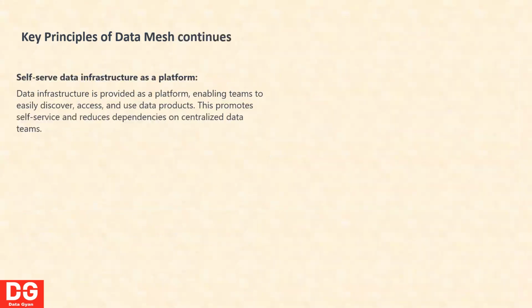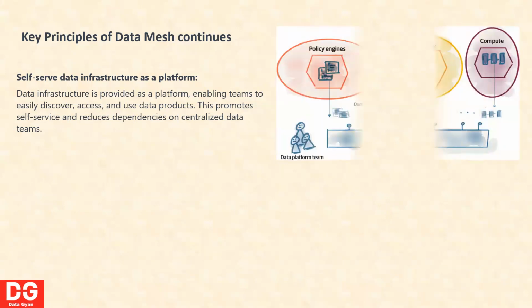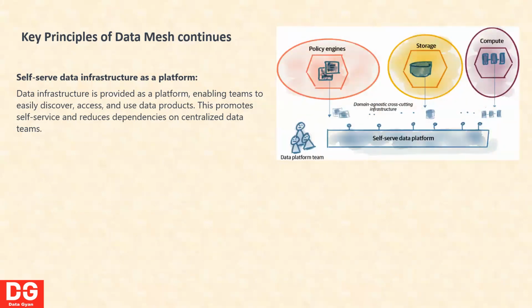Okay. Moving to the next principle, which is self-serve data infrastructure as a platform. So data infrastructure is provided as a platform, enabling teams to easily discover, access, and use data products. This promotes self-service and reduces dependencies on centralized data teams. So this is the self-serve data platform in pictorial view.